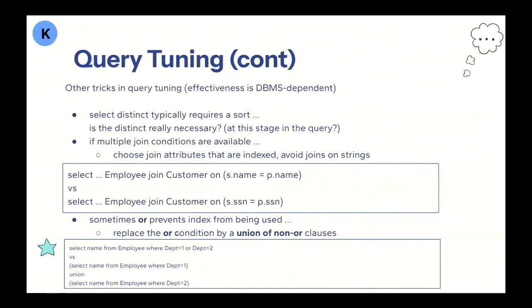And the last tip here is, sometimes the OR operator prevents the index from being used. So we can replace the OR condition here by a union of non-OR clauses. So if we want to select a condition made up of an OR operator here, we can actually select them separately and then union the results. So this is how we can tune our queries.